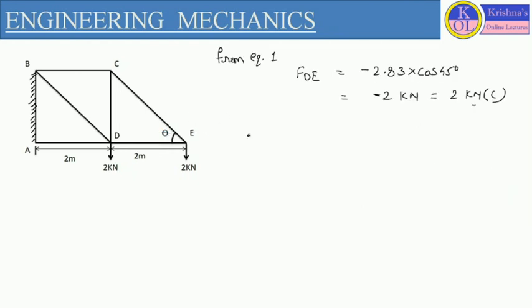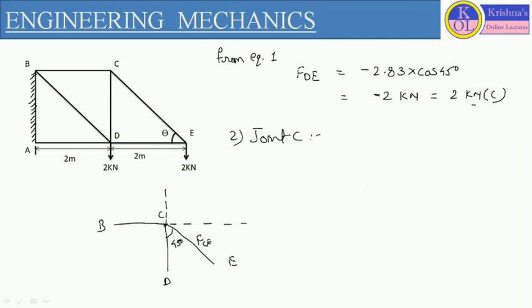So let's consider joint C. First we will draw the free body diagram of joint C. So here we have the free body diagram of joint C. At joint C, how many members are there? CE, DC and BC. So the forces applicable on joint C will be FCE, FCD and FBC. One force, FCE, is known.